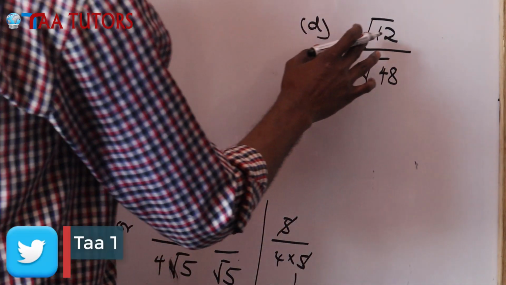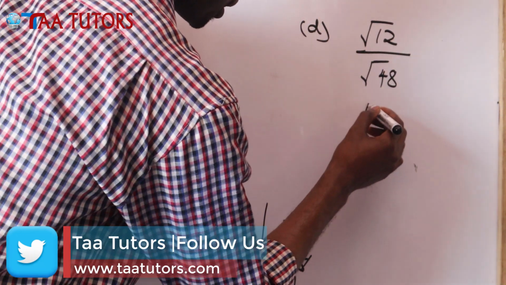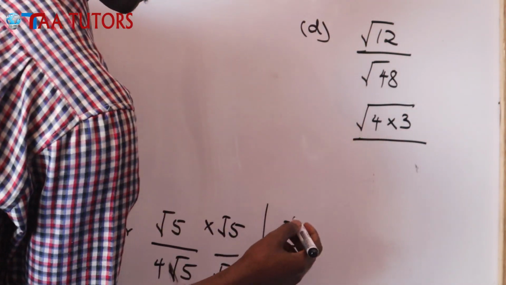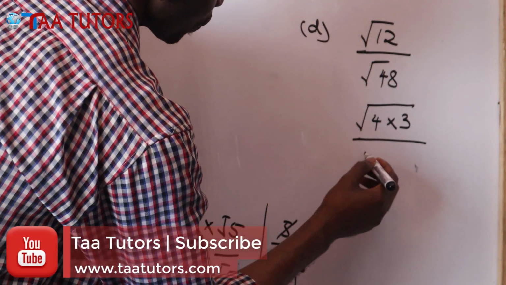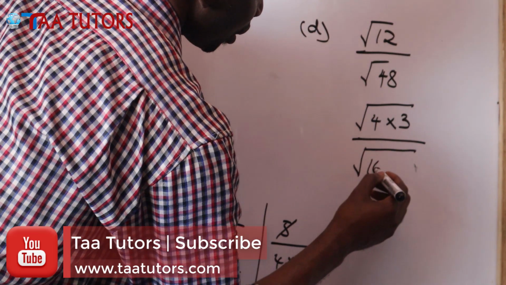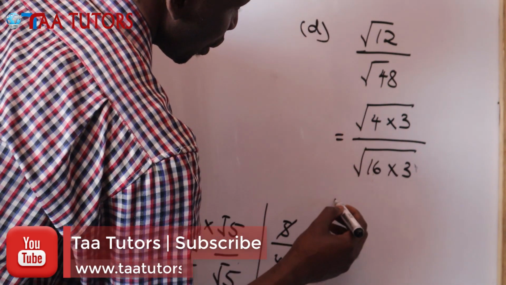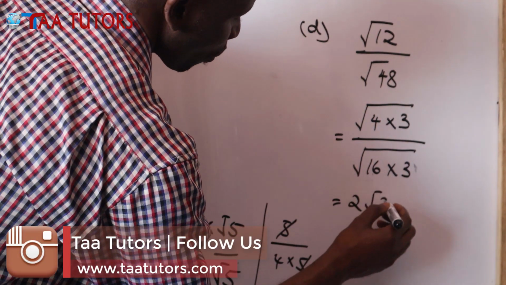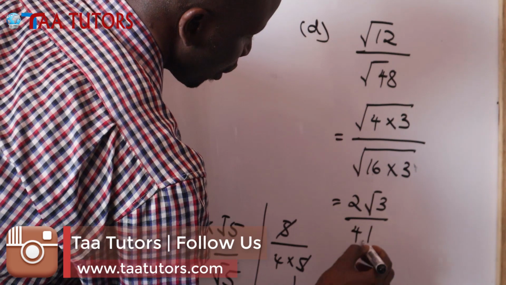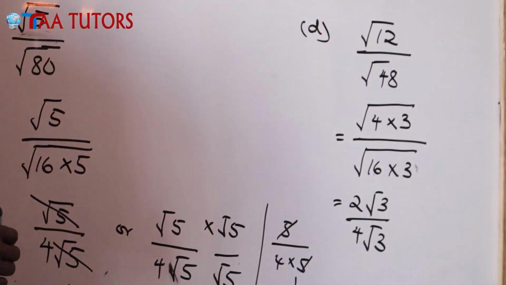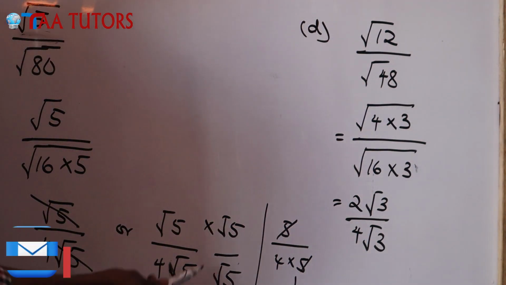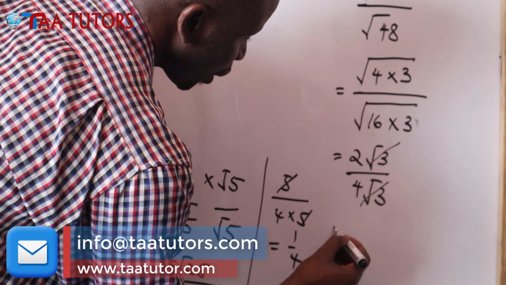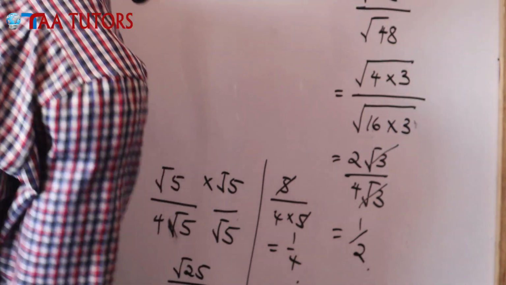And as usual, let us simplify. √12 is the same as √4 times 3 over √48, which is √16 times 3. So this will be 2√3 divided by 4√3. Again here, we realize that there's no need of going through rationalizing the denominator, because √3 and √3 can simply cancel out, and therefore finally we have a half as the answer.